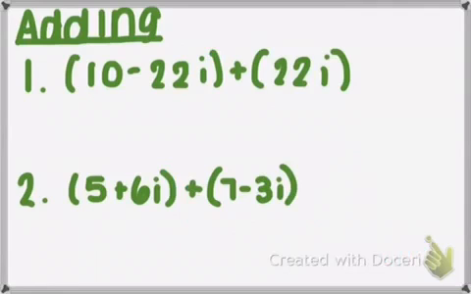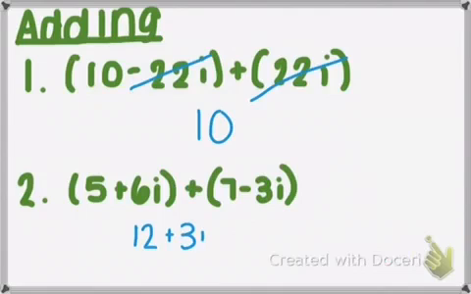When adding complex numbers, all you have to do is put like terms together. So number 1, when it's 10 minus 22i plus 22i, the negative 22i and the positive 22i would cancel out, leaving the answer to be positive 10. In number 2, where it's 5 plus 6i plus 7 minus 3i, you put the 5 and the 7 together, equaling 12, and the 6i plus the negative 3i gives you the answer of positive 3i.